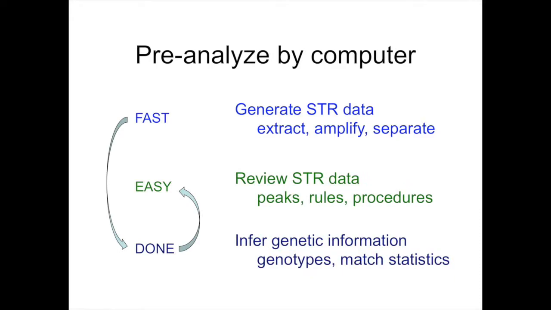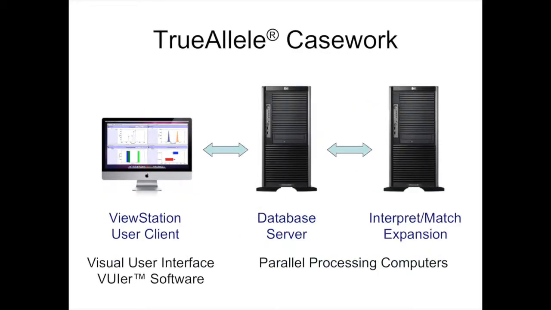A simple way is to use TrueAllele and integrate that into your workflow. Your first step is identical: you generate the data exactly as you would. But rather than looking at the data after that step, you put it into the TrueAllele software, and it analyzes it before you ever look at the data. It infers these genotypes for you. So by the time you look at the data, you already have preliminary match results: match statistics against references and against other pieces of evidence, before you see the data. So what does TrueAllele casework look like?